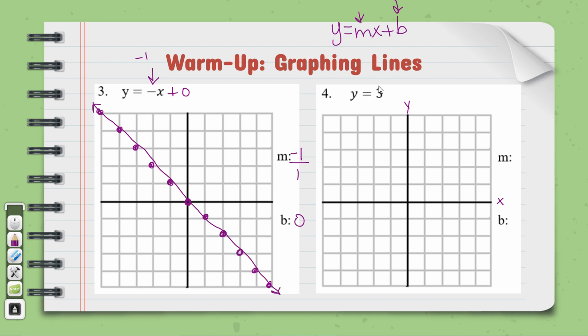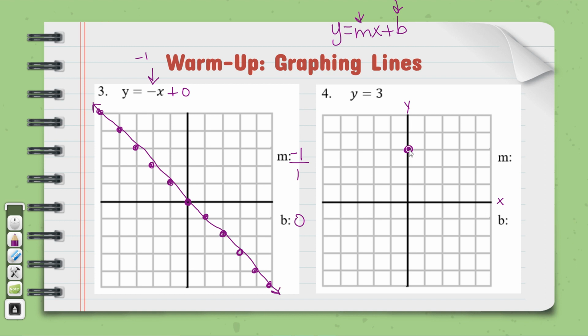It's only going to cross the y-axis at what number? At 3. So let's go up on the y-axis and put a point at positive 3 on the y-axis. All right, so it's going to cross right here on the y-axis, but it's never going to cross the x-axis. There's no x in the equation.